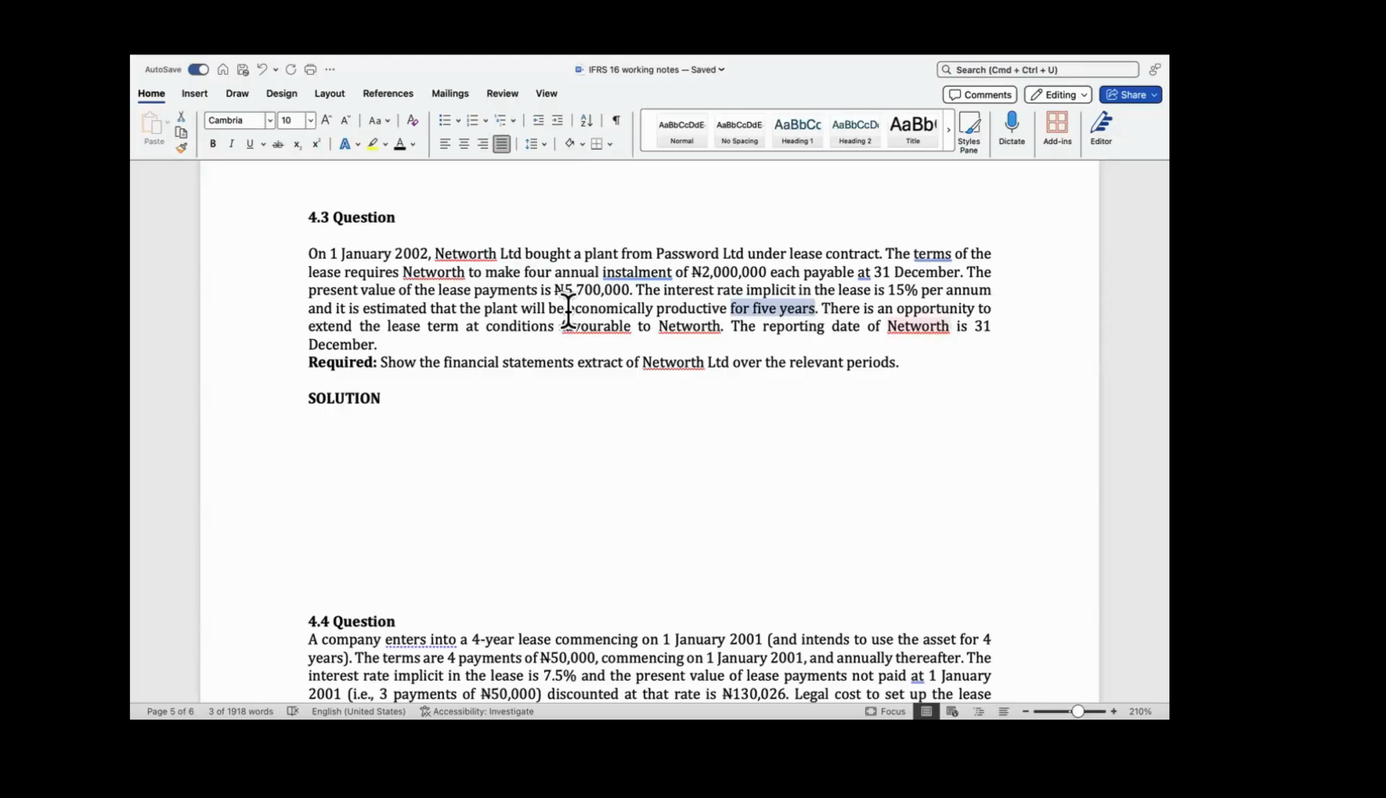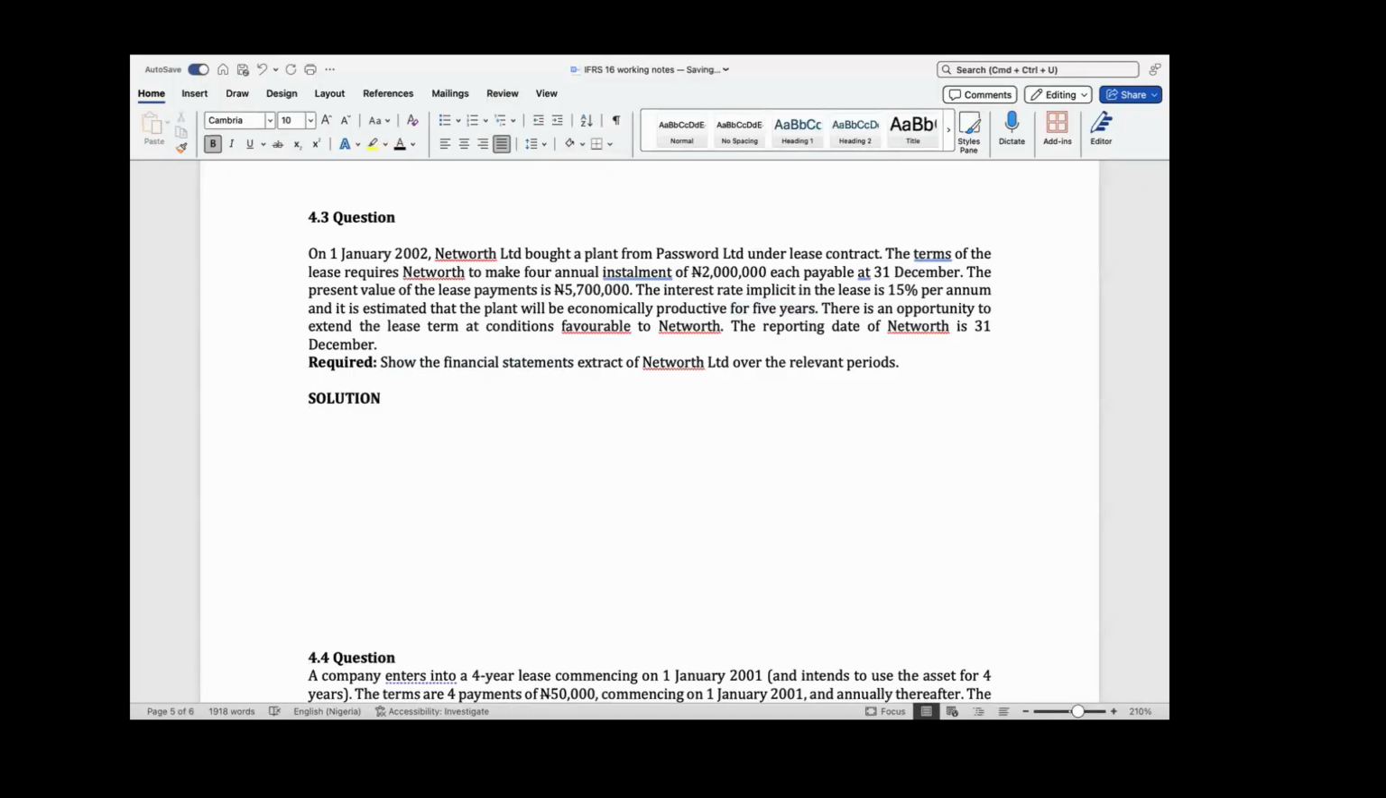Now, I'm told that the reporting date is 31st December. I'm asked to do a financial statement extract. This financial statement extract would be my final solution. I will start with workings.